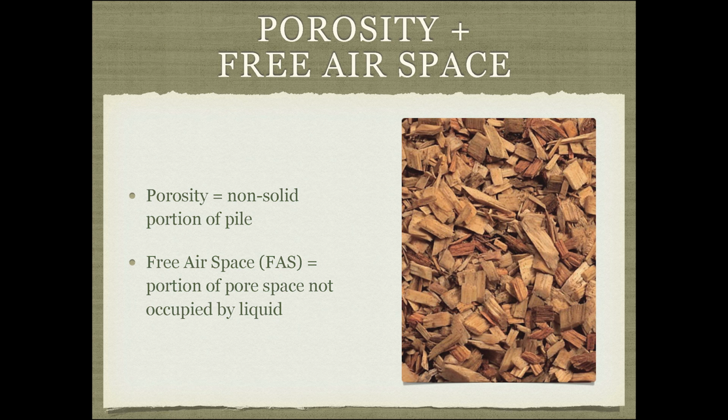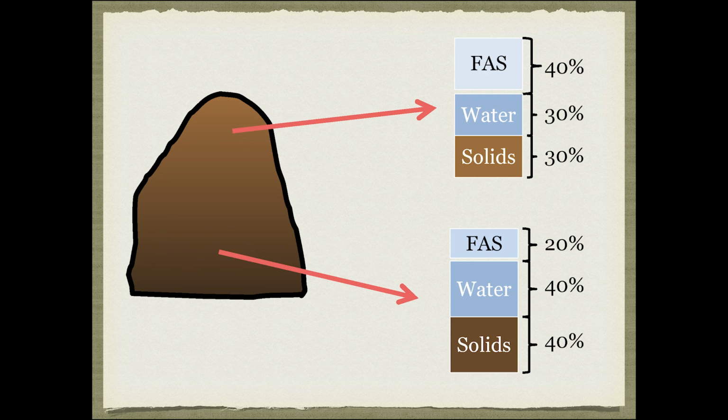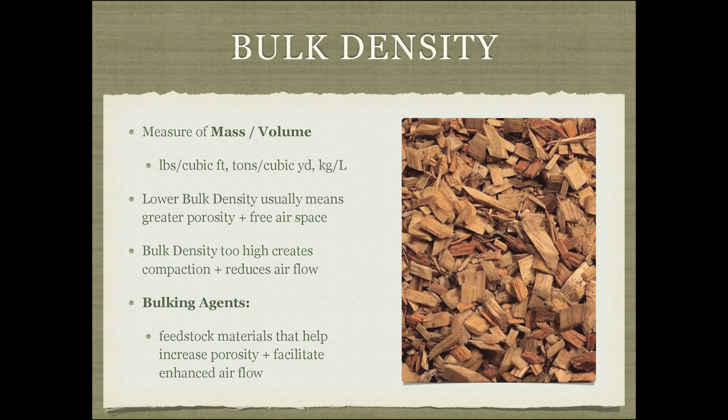Porosity and airflow. So free airspace is the idea that that's the pore space that's not occupied by water or liquid. So because the compost pile is weighted down, you have more free airspace at the top and more compaction and water at the bottom. So that's why we always start our compost piles with mulch at the bottom to kind of facilitate airflow and water absorption or absorption of leachate. Bulk density is mass over volume. We could talk about that later.